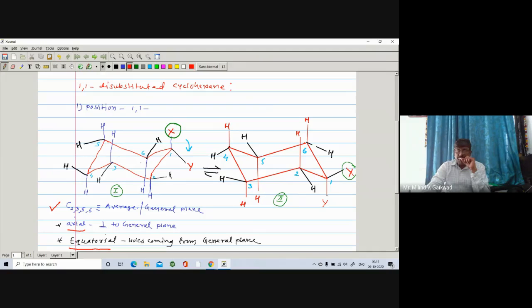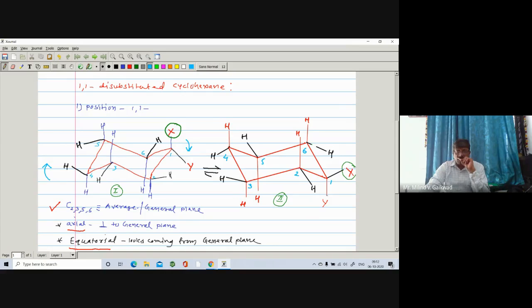And when it undergoes ring flipping, carbon number 1 will go down the plane and carbon number 4 will go above the plane, right? In the previous structure, carbon number 1 is above the plane, and in the second structure, carbon number 1 is below the plane. Similarly, carbon number 4 in structure number 1 is below the plane, and in structure number 2 it will go above the plane. And also you'll notice that the axial bond becomes equatorial and the equatorial bond becomes axial.